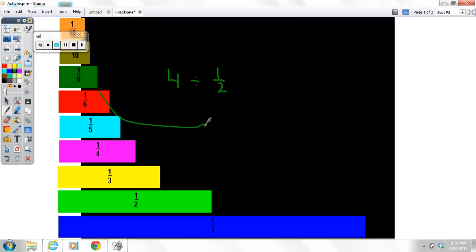Welcome everybody. What I'm going to show you here is how to take a whole number and divide it by a fraction. Then I'm going to show you how to take a fraction and divide it by a whole number. First off here we have 4 divided by 1/2.